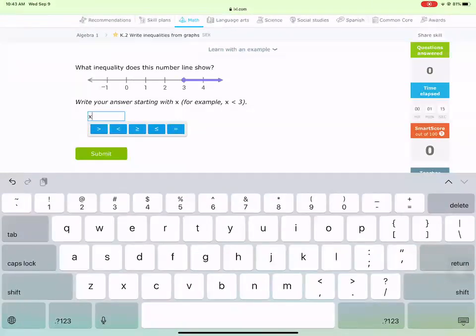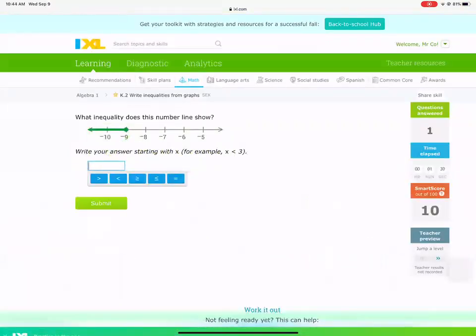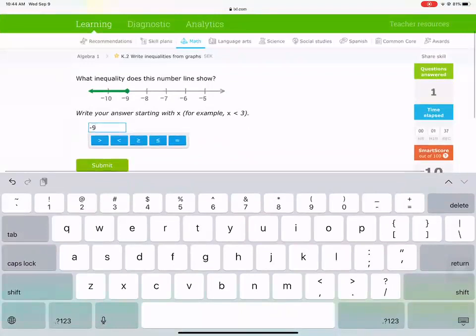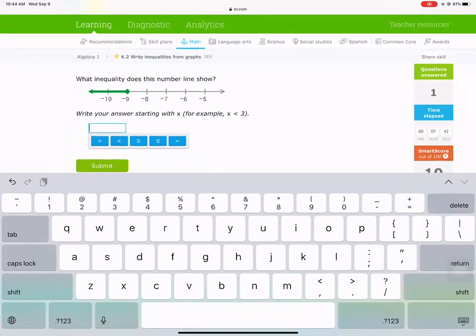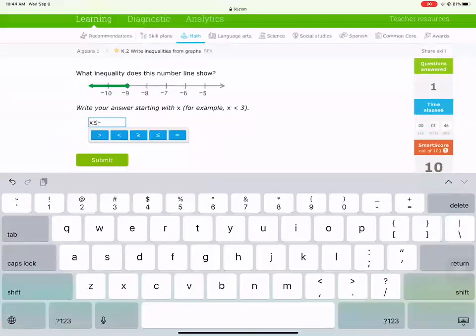But look at the value on 3. Is that hollow or solid? Since it's solid, that means you have to be equal to. So greater than or equal to, we'll write the number 3. -9, so we write -9. That's where the dot is. It is solid, so we're going to use an equal sign. But going to the left, let's go X first. X is less than -9 because we're going to the left.